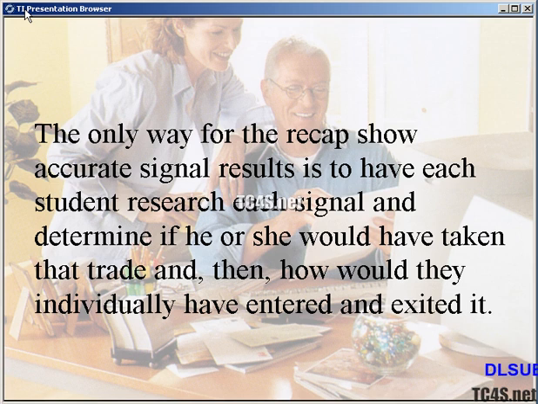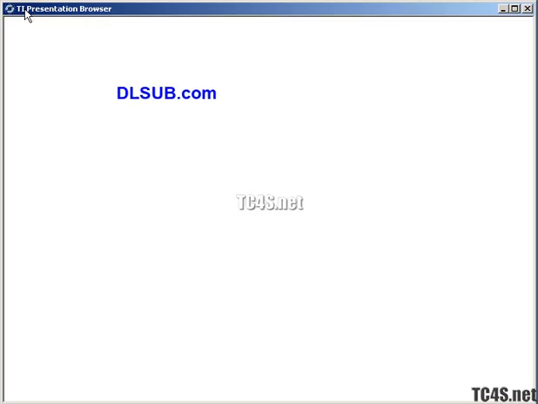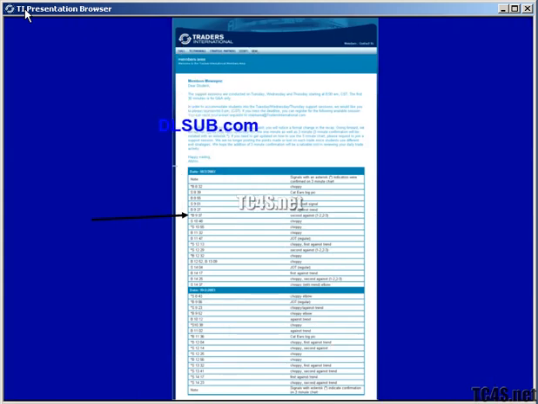The only way for the recap to show accurate signal results is to have each student research each signal and then determine for themselves if he or she would have taken that trade, and then how would they have individually entered and exited that trade. Let's take an actual recap signal and demonstrate how you, the student, should determine what the outcome of this trade could have been for you.